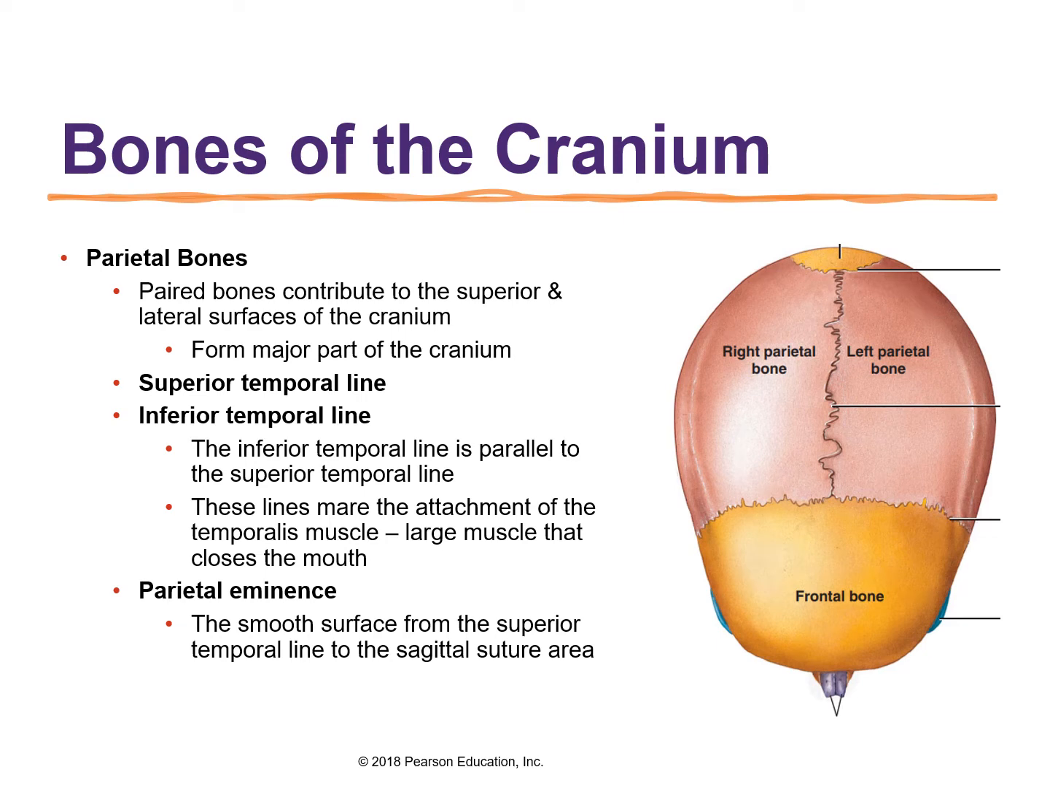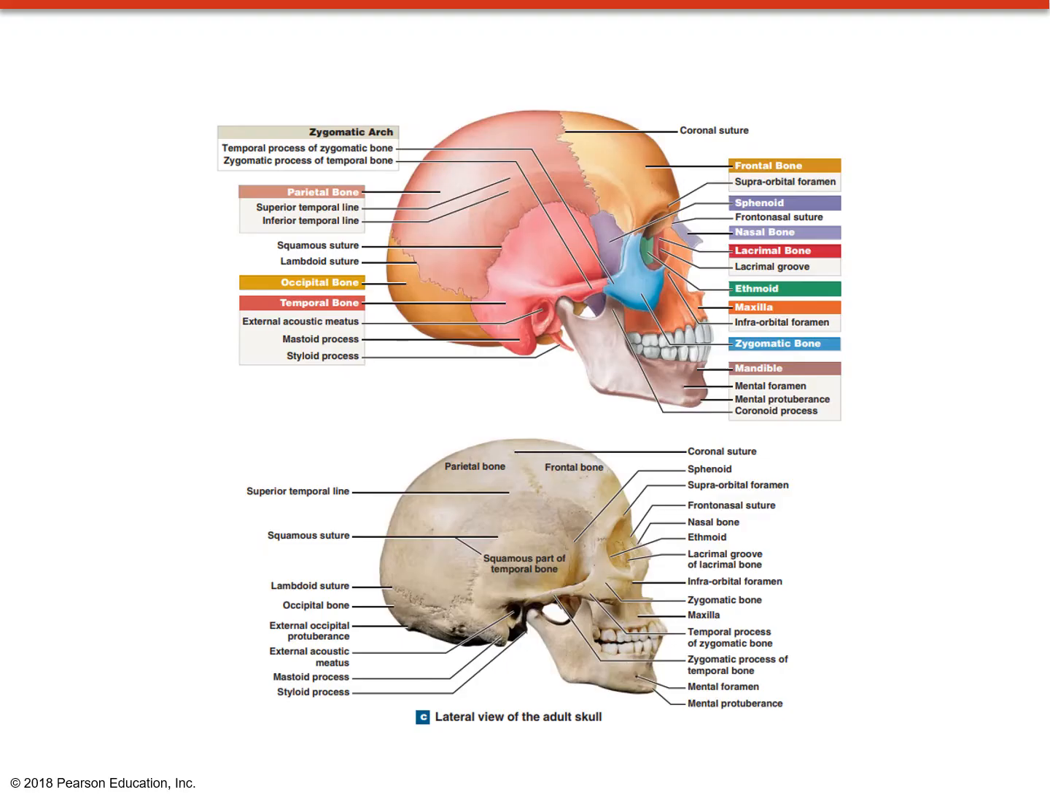The external surface of each parietal bone is going to bear a pair of low ridges, the superior and the inferior temporal lines. And these lines mark the attachment of the temporalis muscle. And that's going to be a large muscle that closes the mouth. Okay, and the smooth parietal surface superior to those lines is going to be called the parietal eminence. Okay, and that's going to be the smooth surface from the superior temporal line to that sagittal suture area. Those words are tough, right?